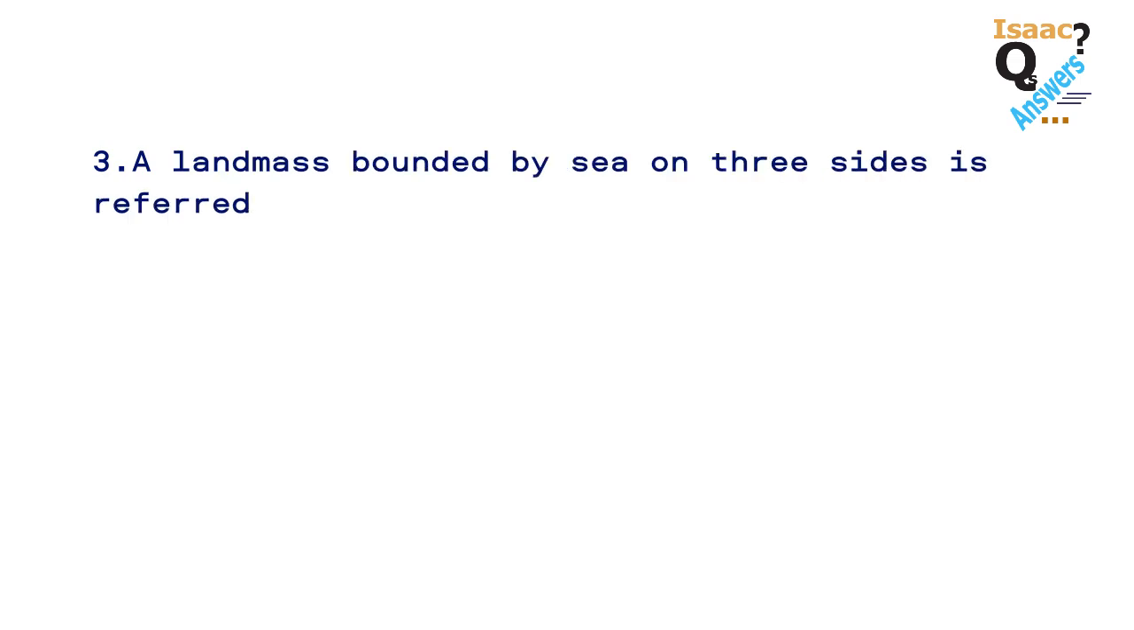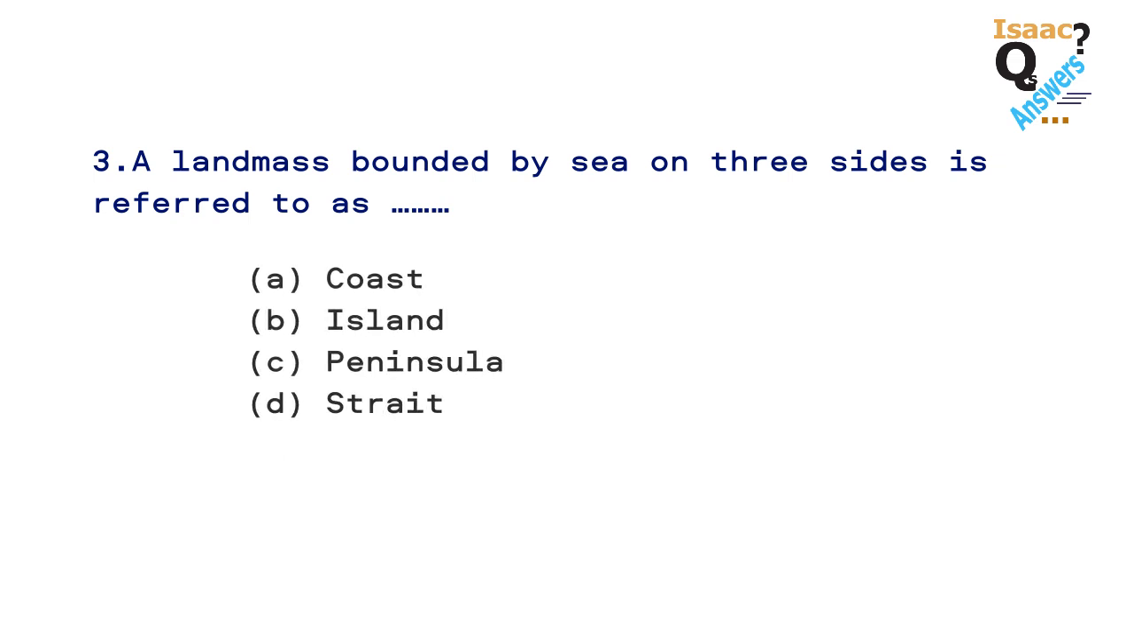Question number 3. A landmass bounded by sea on three sides is referred to as dash. The options are A. Coast, B. Island, C. Peninsula, D. Strait. The answer is C. Peninsula.